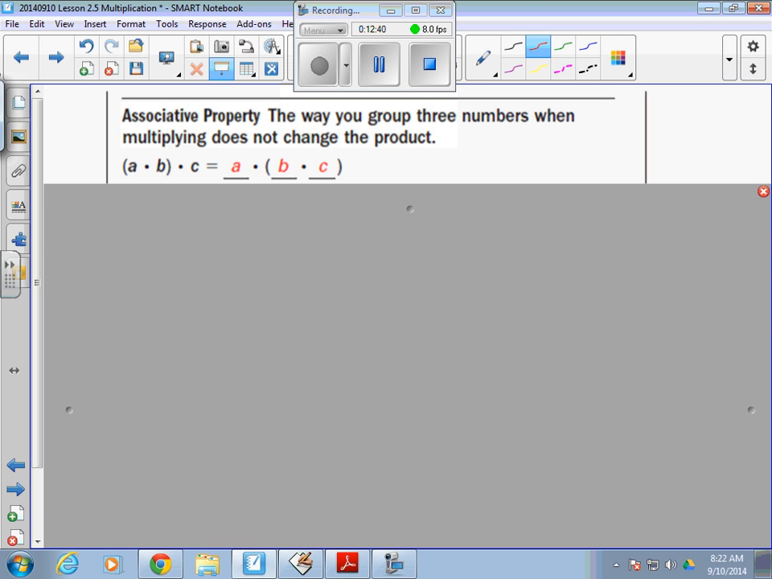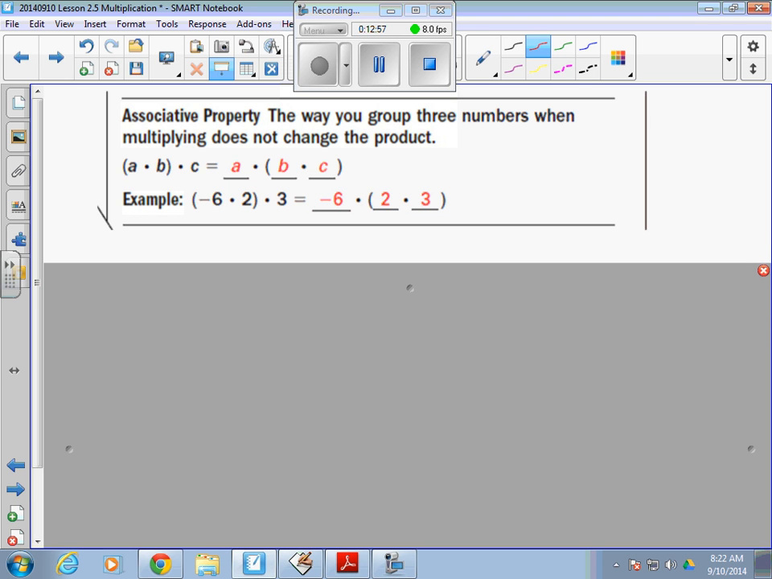The associative property talks about grouping, just like the associative property of addition. Okay, 1 plus 2 plus 3 is the exact same thing as 1 plus 2 plus 3. That was addition. This is multiplication here. So the example given is negative 6 times 2 times 3 is the same thing as multiplying 2 times 3 first, and then multiplying it by negative 6. Again, just like the commutative property, associative property works with it, the order you multiply things doesn't change the outcome.